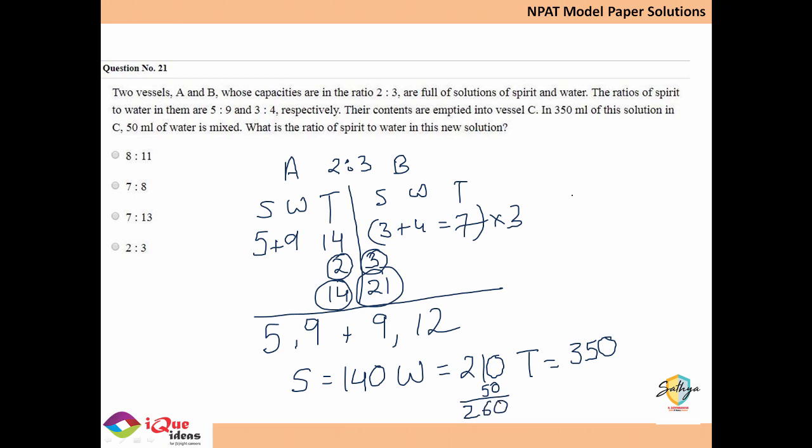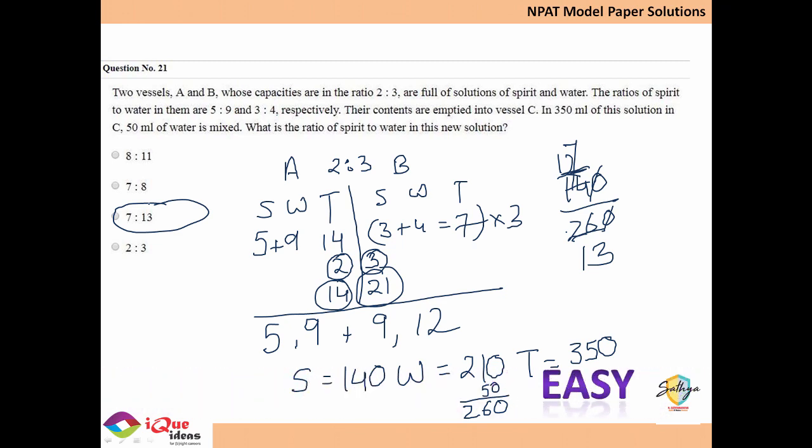So now the ratio of spirit to water is 140 by 260. You simplify this, then 2 7s are, 2 13s are. So the ratio you will get is 7:13. So this is a relatively easy problem to understand and an easy one to solve. Definitely should be attempted by students in the NPAT.